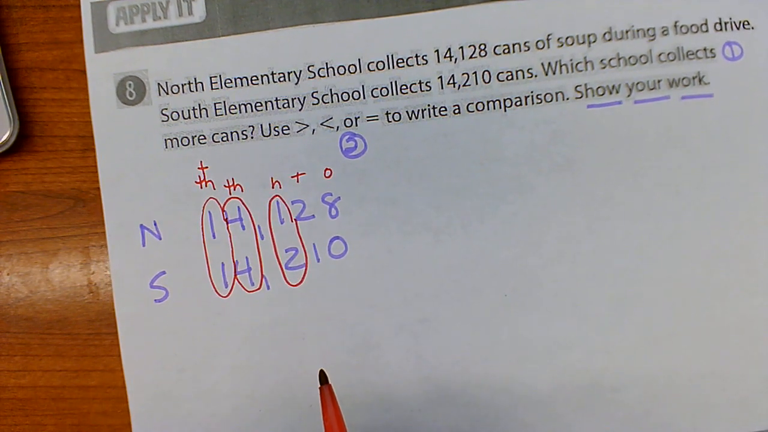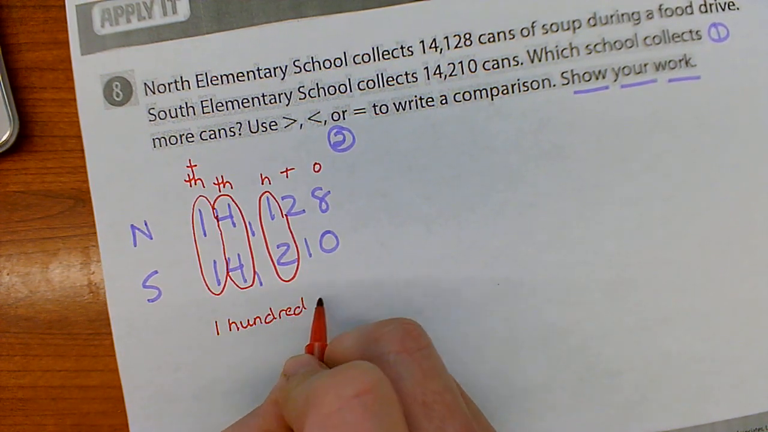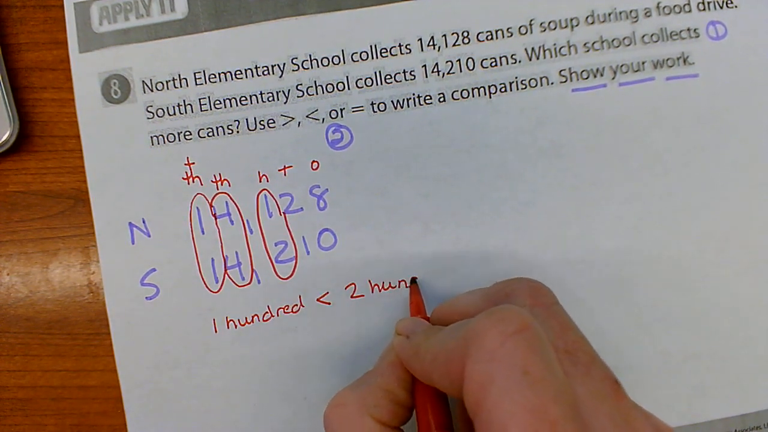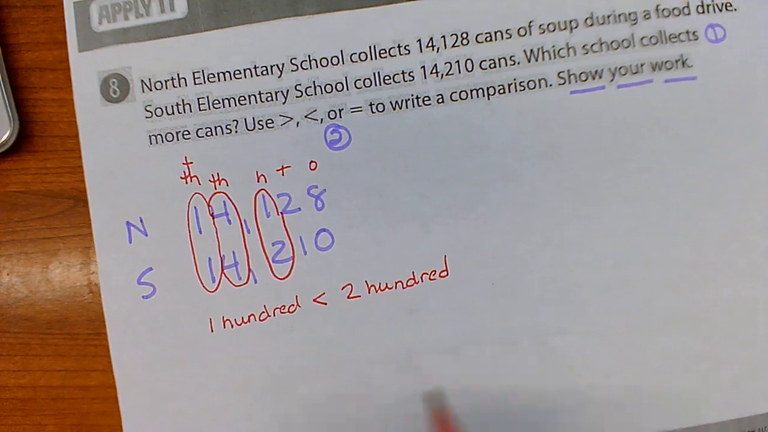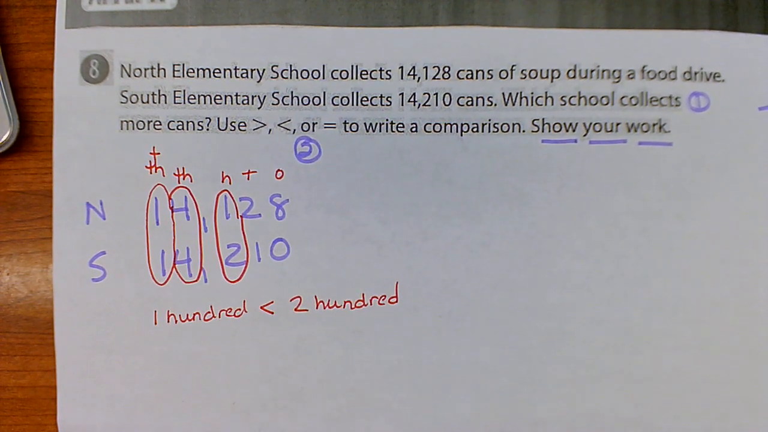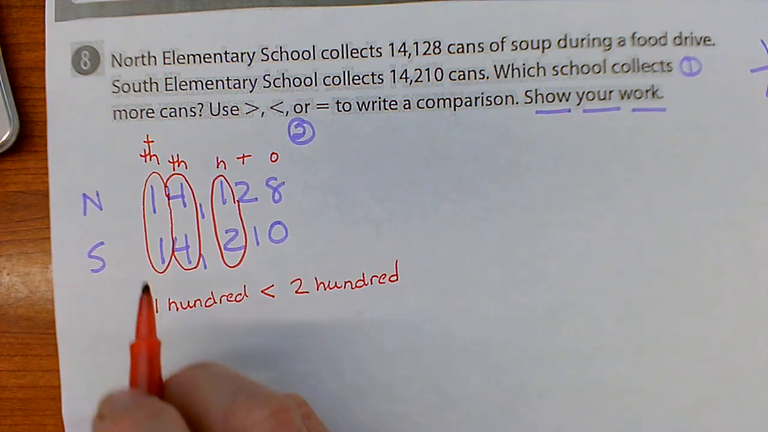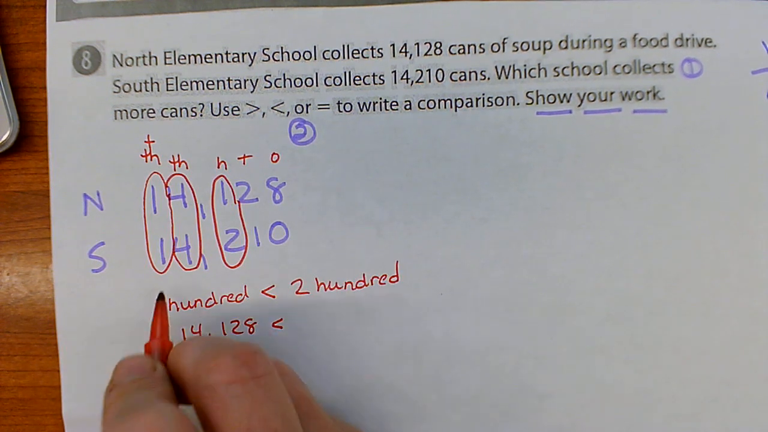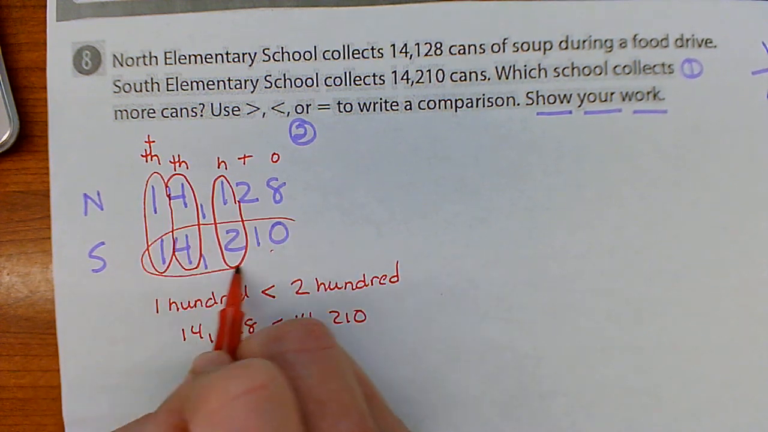And I know that 100 is less than 200s. So 100 is less than 200s. I have 1 and I have 2 in the hundreds column. Oops, sorry, I'm a little crooked there, my friends. All right, so now what I would do is I would write this, and I would say then that 14,128 is less than 14,210, because this is our bigger number.